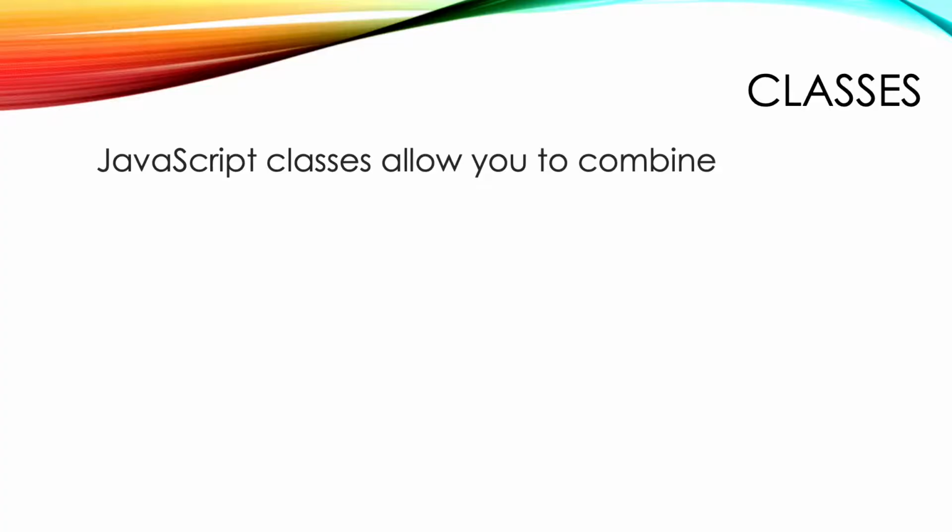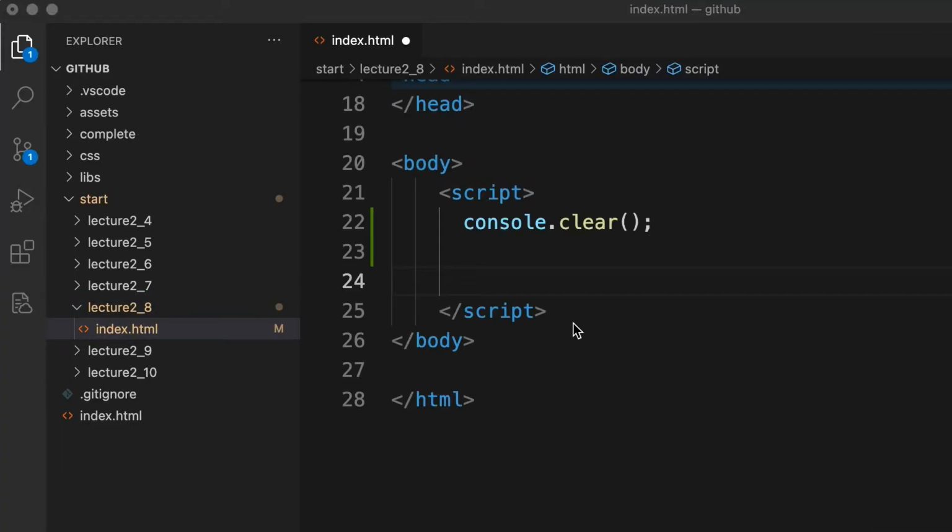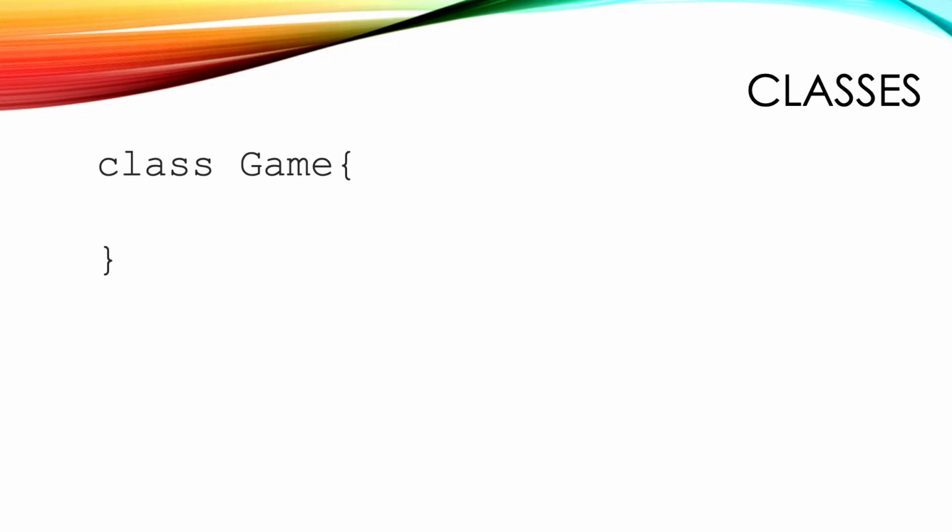Classes. JavaScript classes allow you to combine properties and methods. To code along with this video, open the file index.html in the folder start lecture 2_8. To create a new class, you use the keyword class, then the name of the class you're creating, followed by curly braces. JavaScript is a big fan of curly braces.